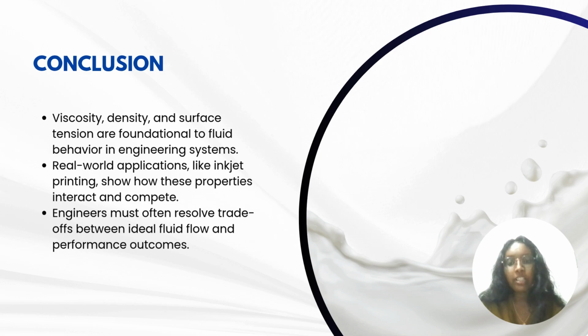To conclude, understanding fluid properties is essential to engineering systems that rely on flow, pressure, or precision fluid control. Viscosity, density, and surface tension may seem really simple, but their impact on real world design is significant. The inkjet printer is a great example of how much these properties interact and how engineers resolve trade offs using smart material choices and design adjustments.